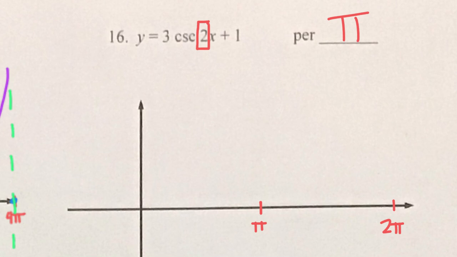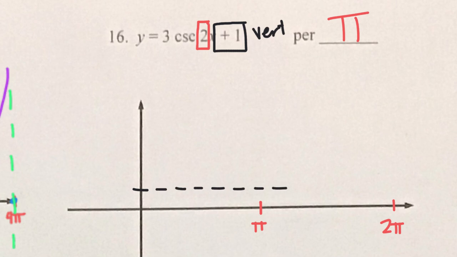Now you put in your midline. Notice there's a +1. This is your vertical shift. So we go up 1 unit on the y-axis and you put in a horizontal line representing your new middle. This is the new middle of the graph. This is where your quote-unquote zeros will happen.